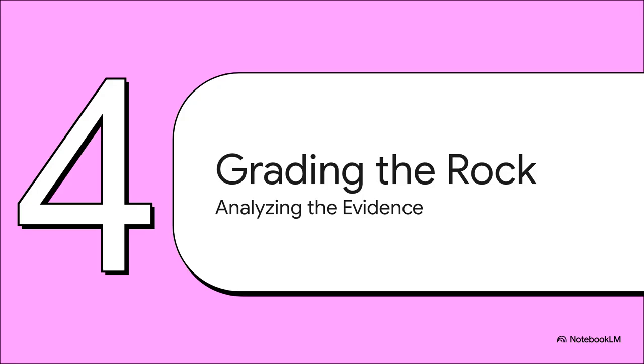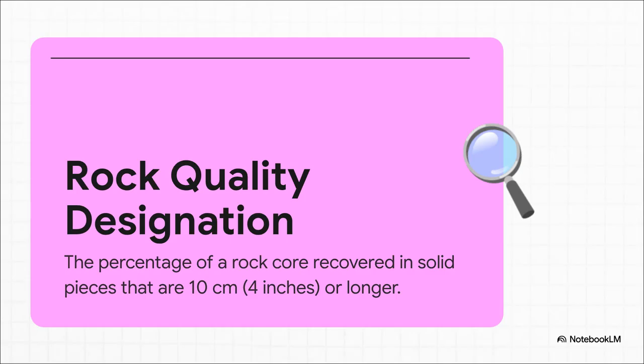So you've got these amazing cylinders of rock up on the surface. But the job's not done yet. Now you have to play detective. You've got to analyze the evidence and give that rock a grade. And the go-to metric for this is the Rock Quality Designation, or RQD for short. You can just think of it as a report card for the rock. It's actually a pretty simple idea. You just take the rock core, look for all the solid, good quality pieces that are at least 10 centimeters long, add up their lengths, and then see what percentage that is of the total length you drilled.